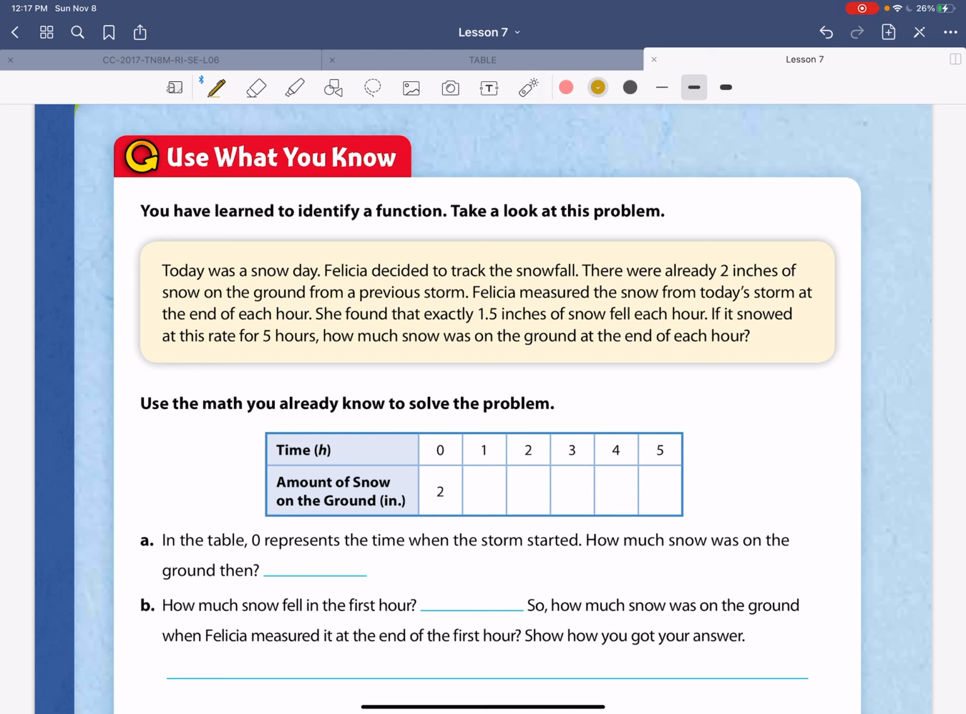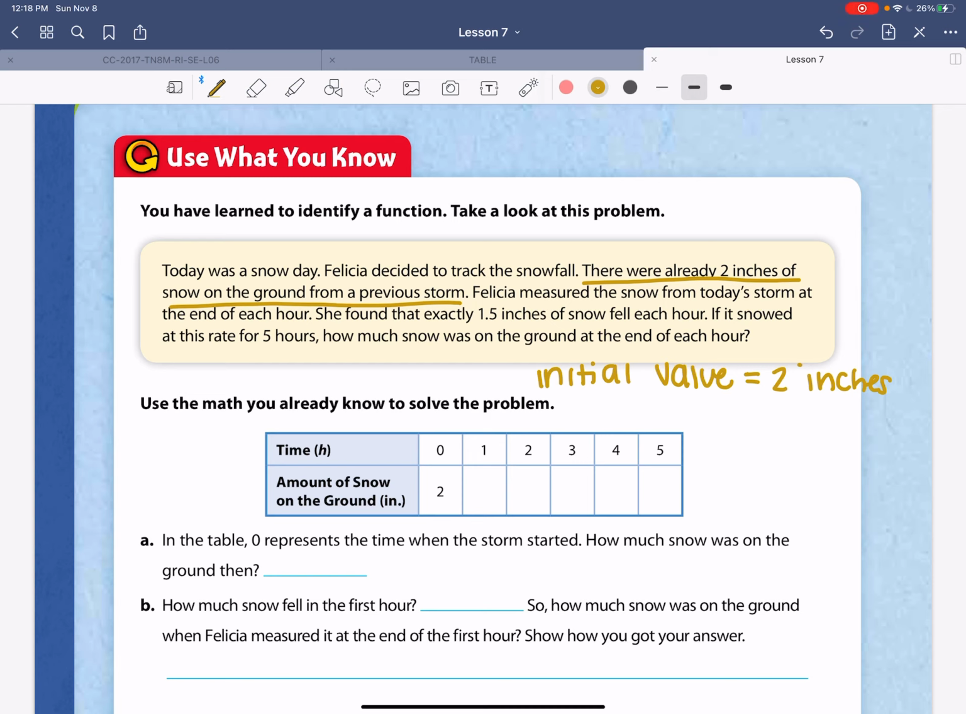Today was a snow day. Felicity decided to track the snowfall. There are already 2 inches of snow on the ground from a previous storm. That's very important, that there are already 2 inches of snow on the ground. So we start with an initial value, or an initial amount of snow, of 2 inches.